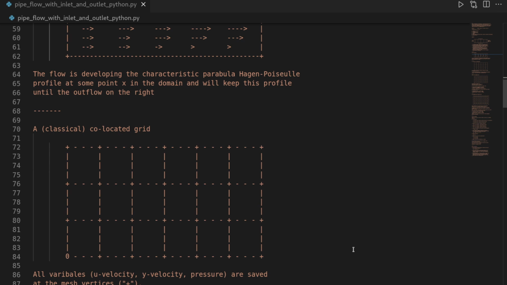So here in that case our domain is twice as long as it is high, so we have an aspect ratio of 2. And then in a co-located grid, we would use, for instance, the vertex nodes that I've indicated with the plus here, and save all our variables there, which means the u velocity, which is in x direction, the v velocity, which is in y direction, as well as the pressure.